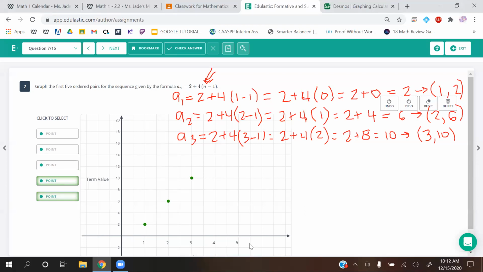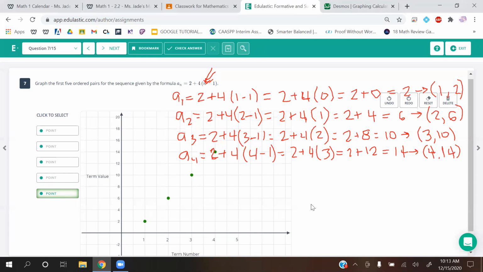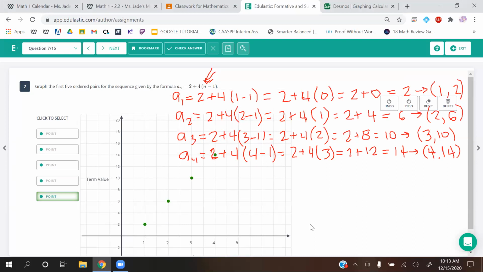Okay. So I'm going to show the work for the fourth one. 2 plus 4. And then we're plugging in the number 4. Minus 1. So it's 2 plus 4. And then 4 minus 1 is 3. So it's 2 plus 4 times 3 is 12. So 2 plus 12 is 14. And then that point is our fourth term. So the fourth term is 14. So it's 4 comma 14. So then I'm going to take the point, go 4, 14. I know it's kind of in the writing now, I'm sorry, but I can't scroll it out of the way. So it's just gonna have to be in the writing, my bad.